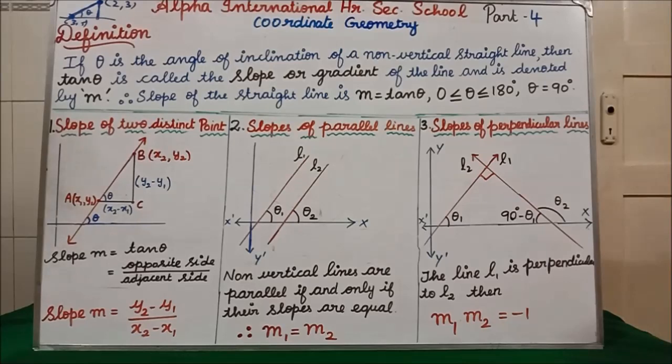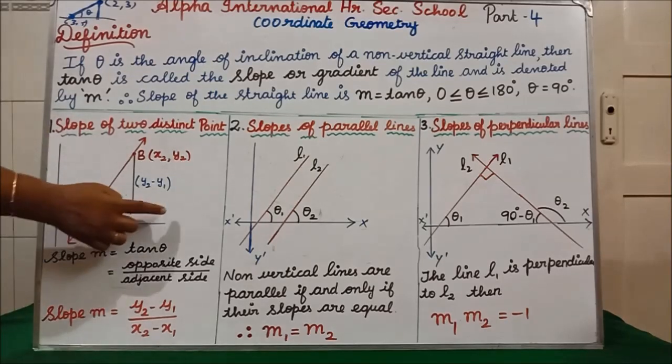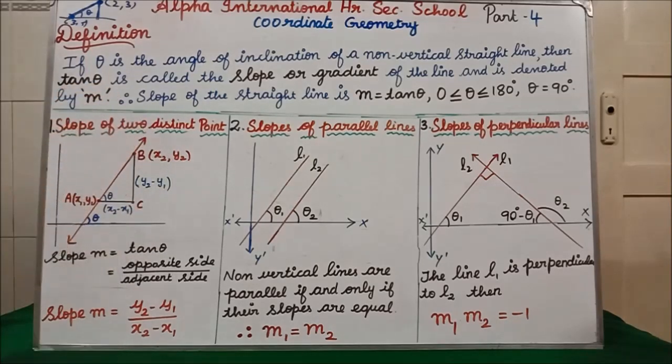So tan theta means what? Opposite side divided by adjacent side. See the diagram first. This red line is the slope. I have taken 2 points. A is x1 comma y1. B point is x2 comma y2. Here I have joined those 2 points. So now what have I got? I have got a right angle triangle, isn't it? Now see where we are having theta. This is the angle of inclination theta I have got.